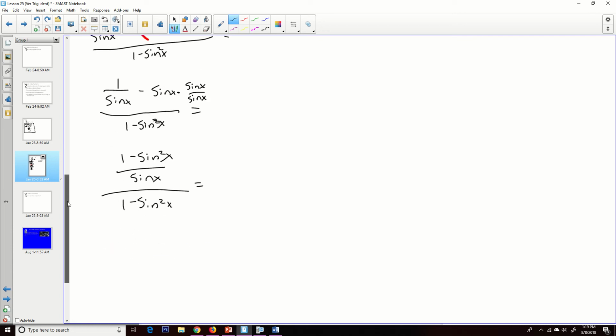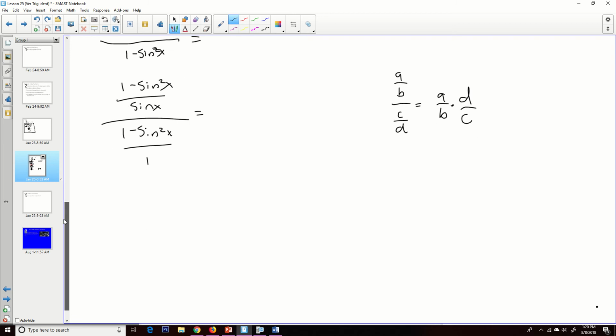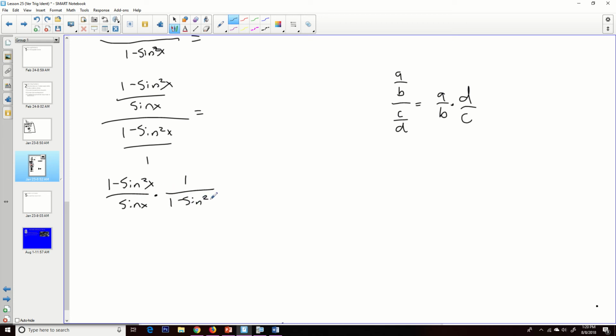Okay, so before I move on, just as a quick recall, because I got this big fraction over value, if I have a over b divided by c over d, remember when you divide fractions, you multiply by the reciprocal. So a over b times d over c. So I'm going to put this over 1, and since I'm multiplying fractions, we're going to do the reciprocal. And so I'll have 1 minus sine squared x over sine x times 1 over 1 minus sine squared x.